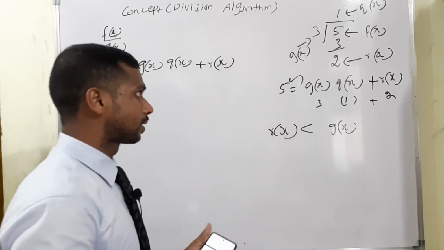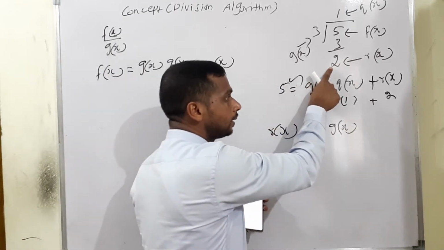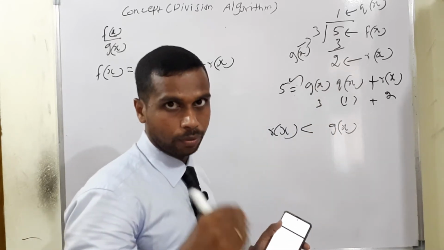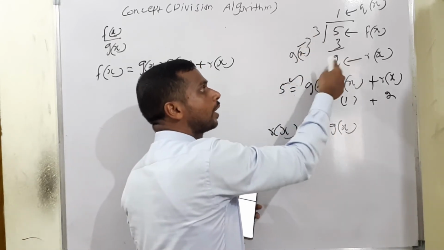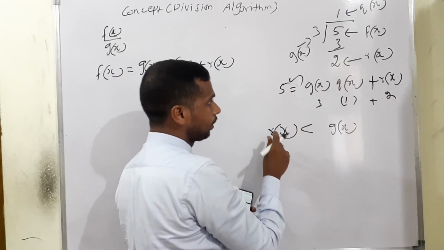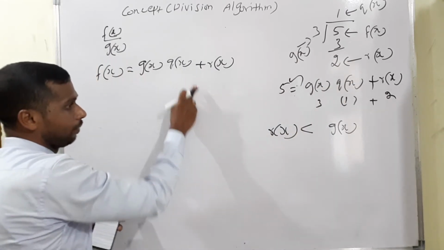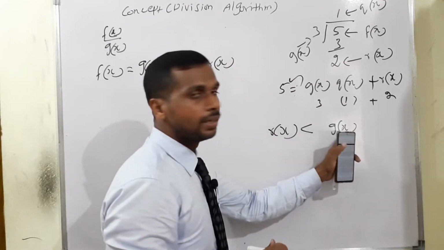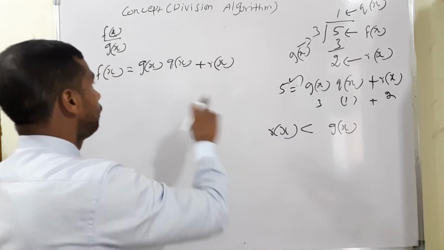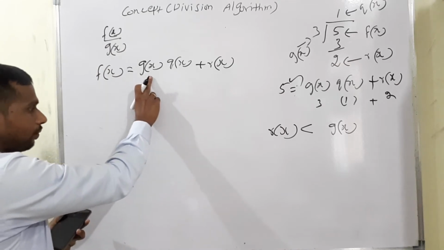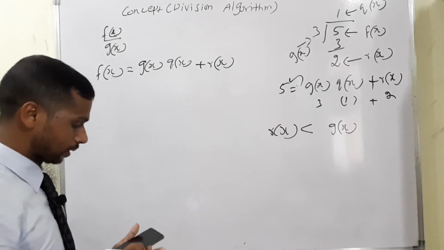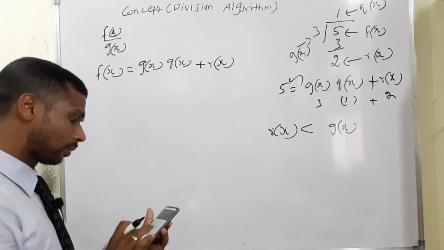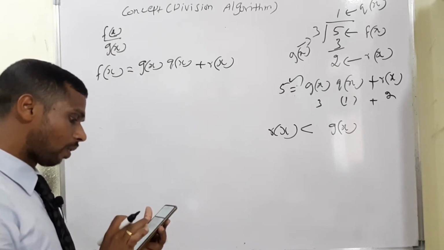Why are we saying this? Suppose the balance is more than 3, what will happen? For example, if more than 4 is there, definitely one more division is also possible. That's why this condition is there when you make it such a derivative term: the remainder r of x is always less than g of x. Then only we can say f of x is equal to g of x into q of x plus r of x. Then another condition is also given: r of x is called the remainder.